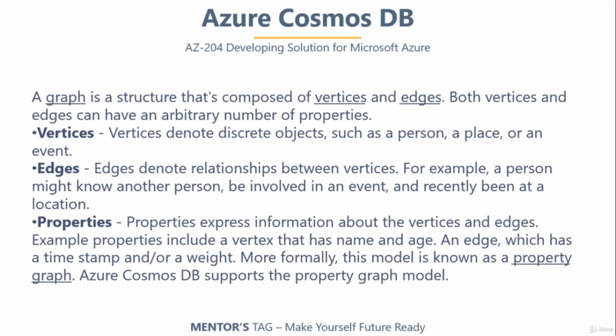Now in this case, this is not that graph which you are maybe visualizing, like a bar chart or a line chart kind of thing. This is actually a combination of vertices and edges. Now what is a vertex? A vertex denotes discrete objects such as a person, a place, or an event. And then an edge denotes a relationship between vertices. Now logically, a graph is a relational database without a foreign key, primary key kind of structure.